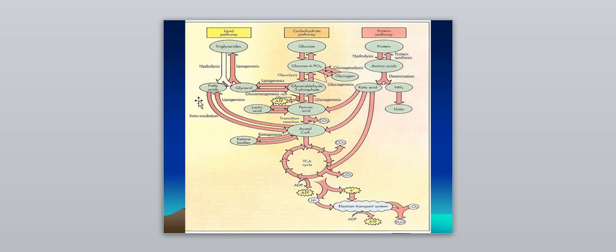This is the pathway, as we said. Here the triglyceride by lipogenesis, and we have hydrolysis. It will form fatty acid, and the fatty acid will change to acetyl-CoA and ketone bodies. And here acetyl-CoA enters the Krebs cycle, and it will elaborate energy.